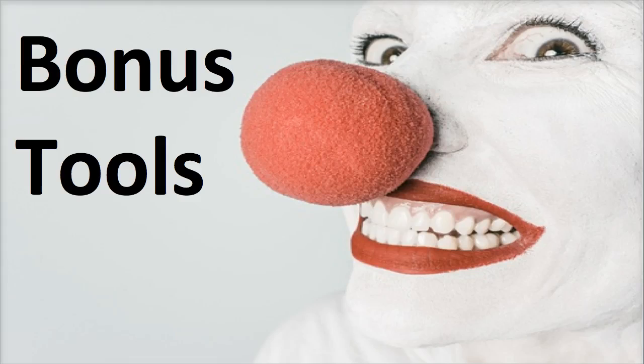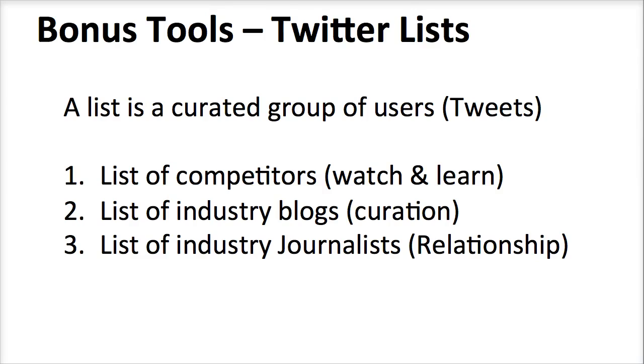In this lecture, let me show you some of the tools you can use to really spy on your competitors and also to build relationships with journalists. So first one is Twitter lists, and it's actually not a tool, it's one of the features of Twitter. A Twitter list is a curated group of users, and you can create Twitter lists for your competitors.